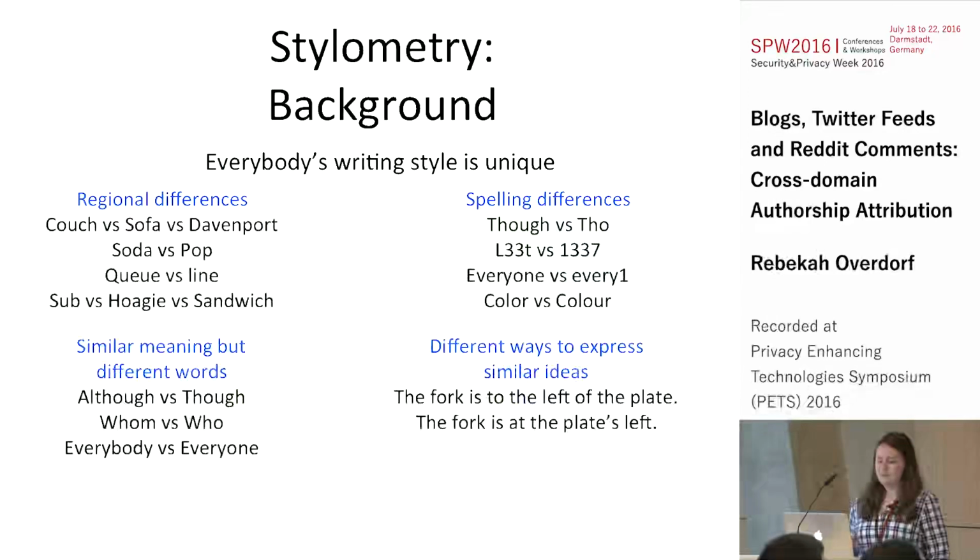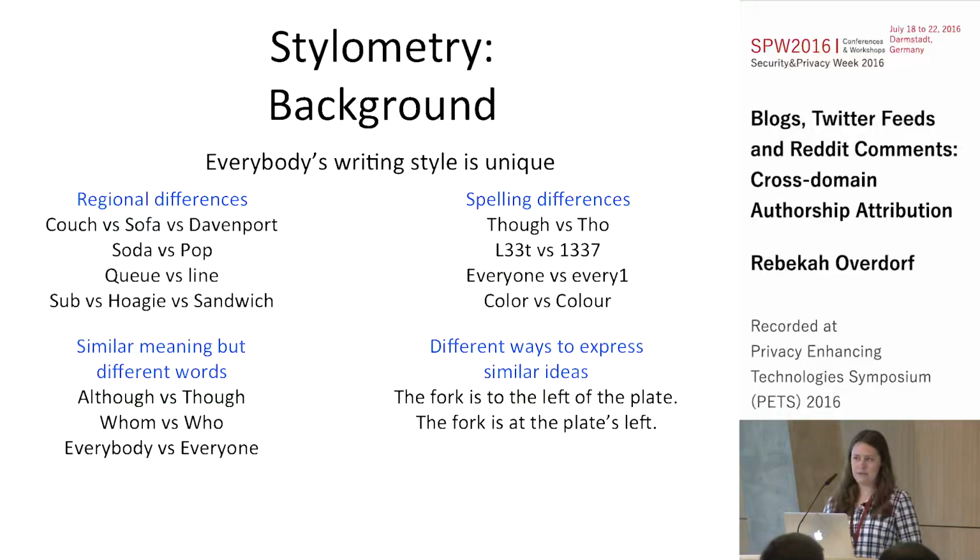Stylometry is based on this assumption that everyone's writing style is unique. So this may be things like regional differences, spelling differences, words that have similar meanings but are different, or different ways to express the same idea. For example, one person may say the fork is to the left of the plate, and another may say the fork is at the plate's left.